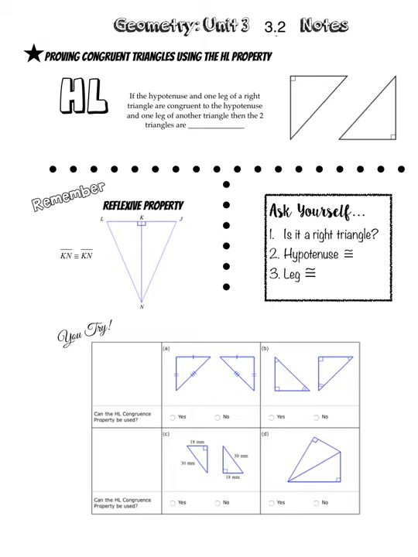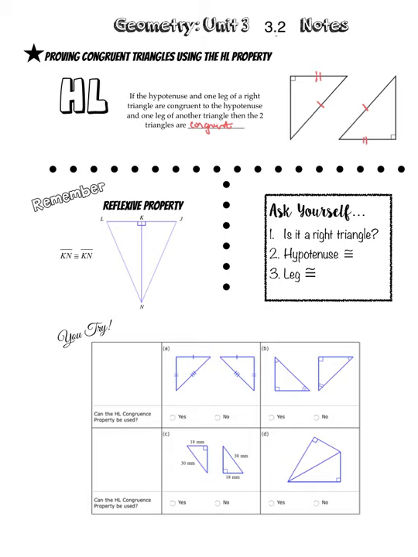Here's the statement. If the hypotenuse and one leg of a right triangle are congruent to the hypotenuse and one leg of another triangle, then the two triangles are congruent. Now you'll notice I only marked two pieces as congruent because we know right angles are congruent. We still have three pieces that are congruent. So we're staying with the rule that says you've got to have three pieces of congruent information.